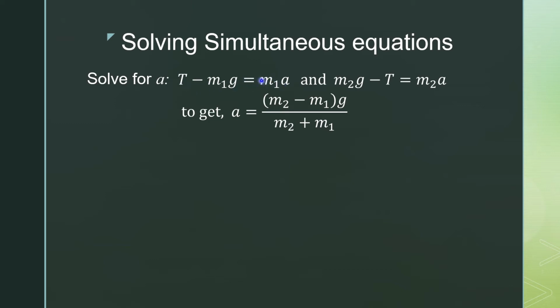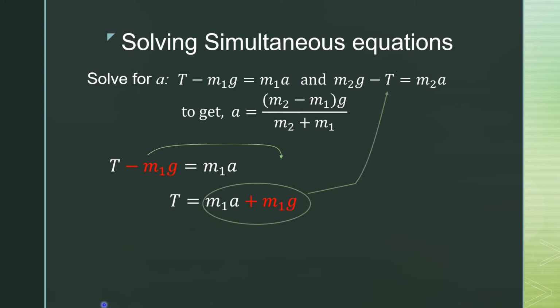Therefore, start from there. Move the second term on the left side to the right. It changes the sign. So this is first term, and move it to the right side, and it changes the sign. So negative becomes positive. We isolated T. After that, we need to substitute it in another equation. Okay, so we substitute this over there to eliminate T.